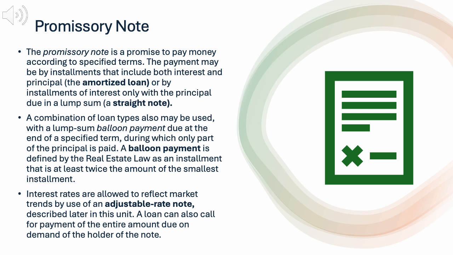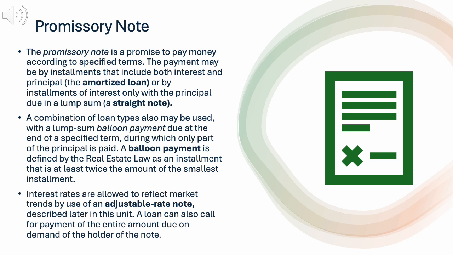Promissory note. The promissory note is a promise to pay money according to specified terms. The payment may be by installments that include both interest and principal, the amortized loan, or by installments of interest only with the principal due in a lump sum, a straight note. A combination of loan types also may be used, with a lump sum balloon payment due at the end of a specified term, during which only part of the principal is paid.